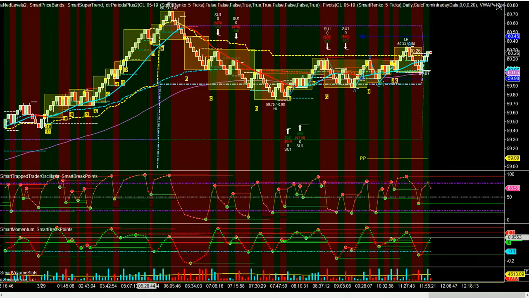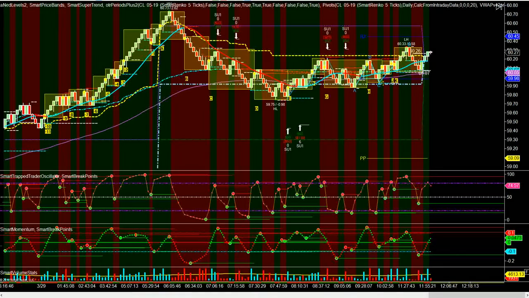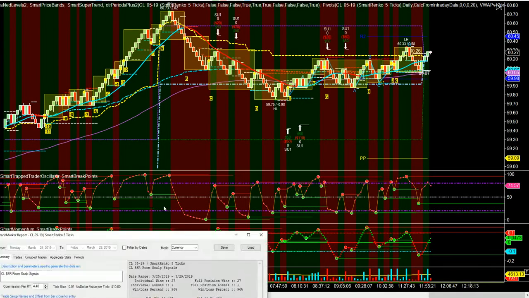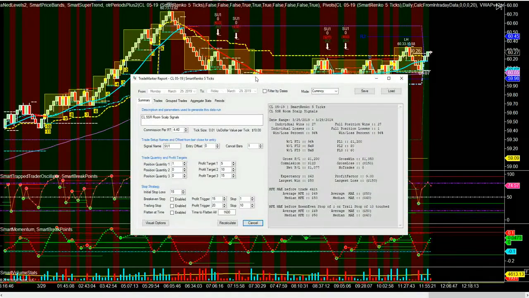Let's take a look at the summary for this. Typically, I tell room members that this particular pattern runs about 95% historically. I have a lot of experience in the room with this particular pattern. There were 27 of those trades for the week. 96% of them were winners.